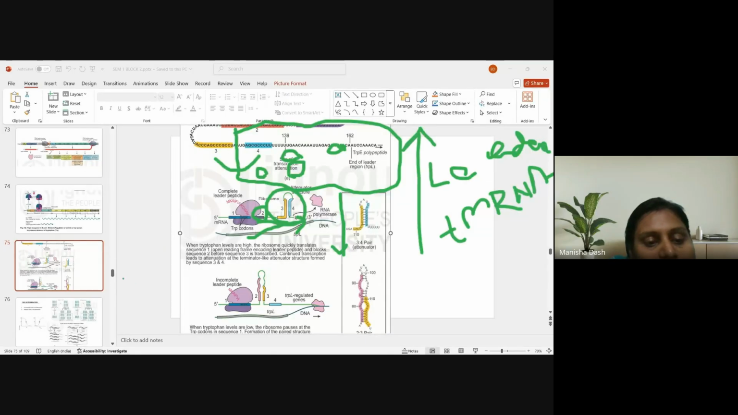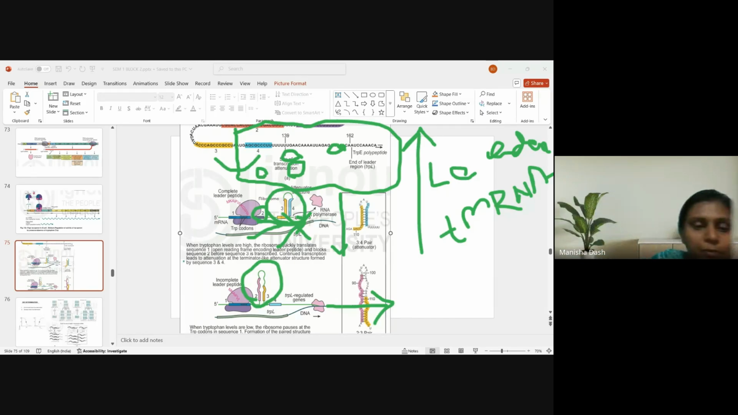But when the tryptophan levels are low, the ribosome pauses at leader sequence 1, and the paired structure forms between leader sequences 2 and 3. Because of this, the hairpin structure between leader sequences 3 and 4 cannot be synthesized. So there is no problem for the RNA polymerase to move, and the transcription will continue. That is how the leader sequence plays an important role in regulation of the tryptophan operon.